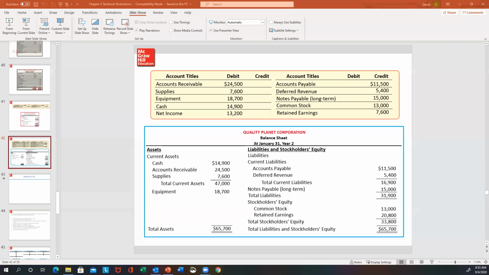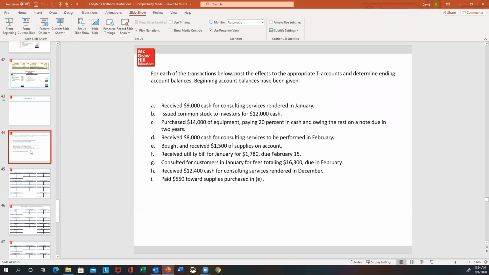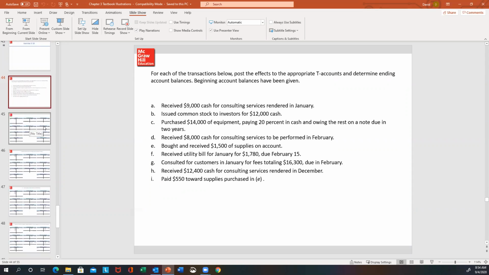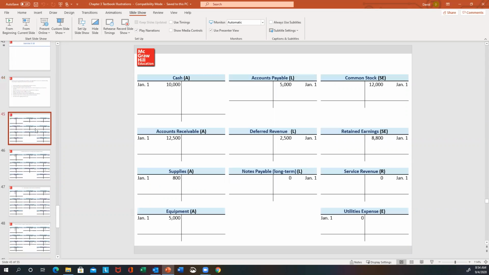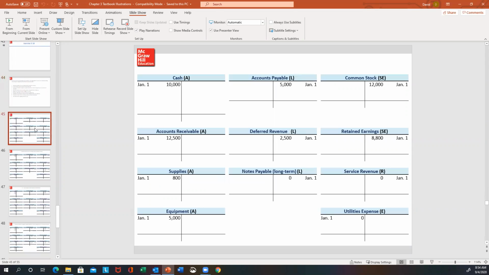All right, we've got one more. This is just looking at some transactions they want you to post. So this is a little bit more repeat stuff. And notice you've got A through I. And notice how we've got beginning account balances. They just entered these. This is just like your ledger.